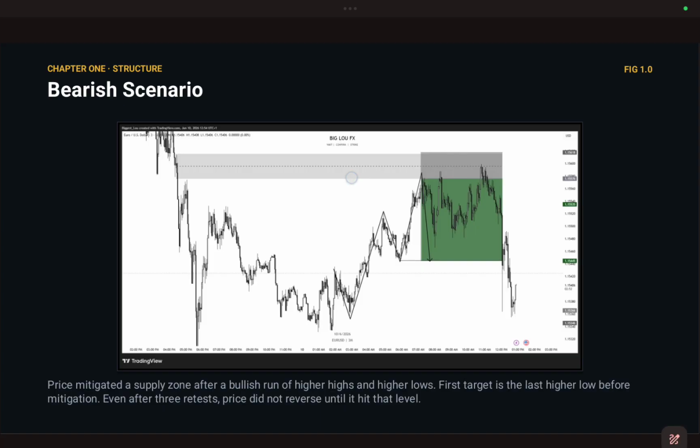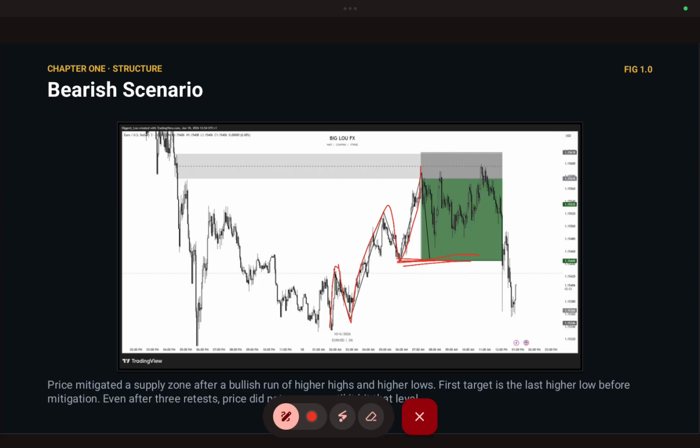The first target becomes the last higher low. Now we could see the higher high, higher low, and then this higher high was the one that mitigated our supply zone, which is our key level, our entry point. And then our target is this low, the higher low, this low here.